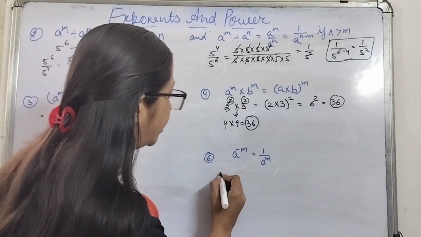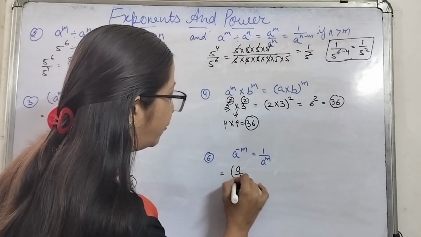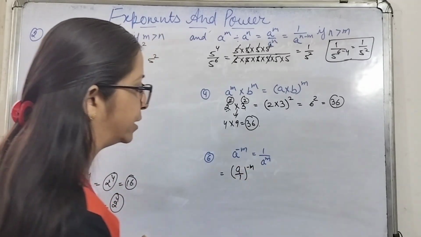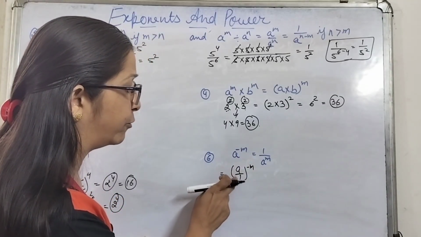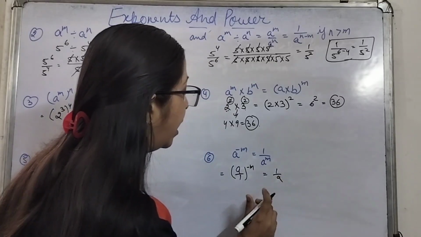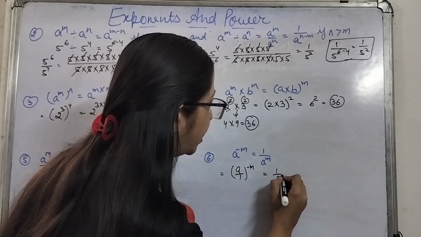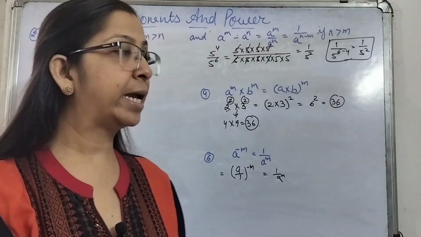Over here, what we can say is a could even be written as a upon 1. If a upon 1 is having the power minus m, then if we reciprocate the number, from a upon 1 it will become 1 upon a, and in that case your power will become positive. Minus m will turn to positive m.